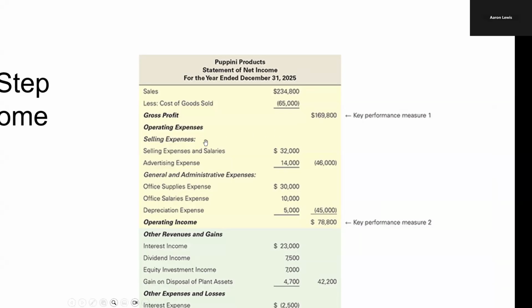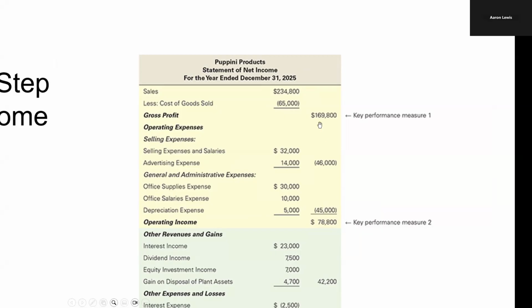They are choosing to go with more of the nature approach here, of each line item represented individually, but they are grouping them into the major subcategories of selling expenses. So their selling expenses and salaries and their advertising expense, and their G&A expenses, they say general administrative costs, which is office supplies, office salaries, and depreciation on office equipment. These are still things they're going to do every period. They're still part of your core operations, so they should factor into operating income, and they do over here.